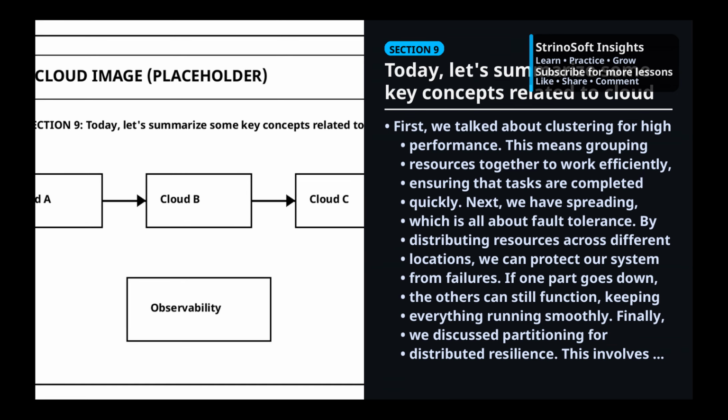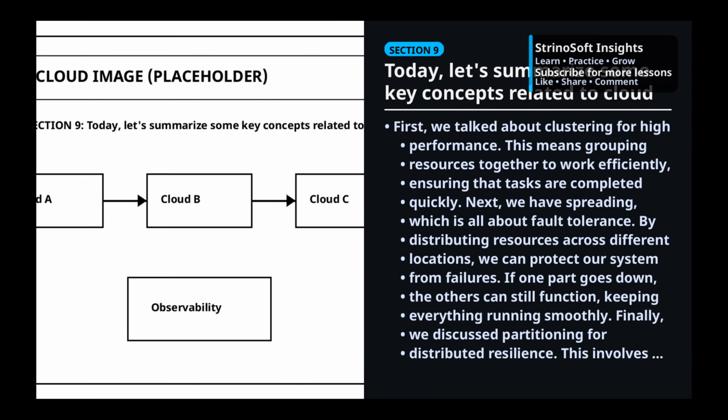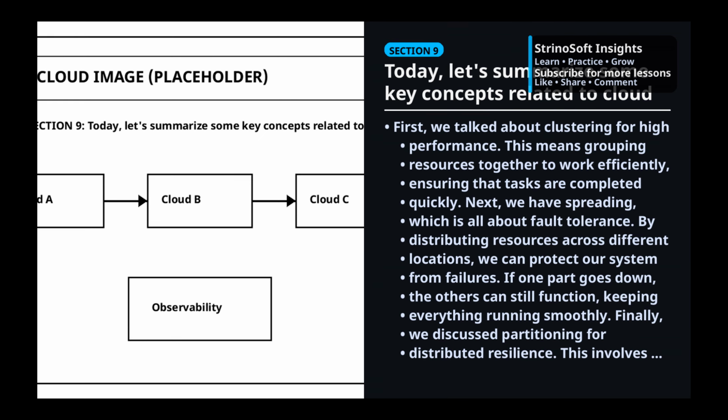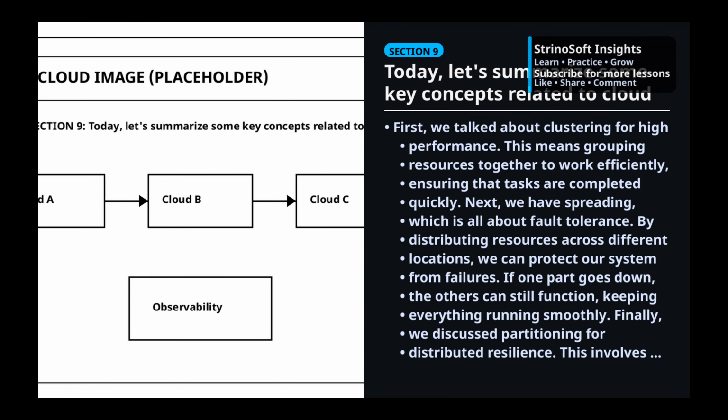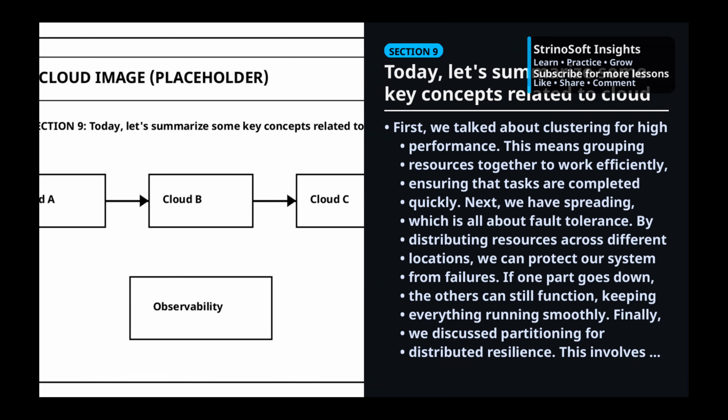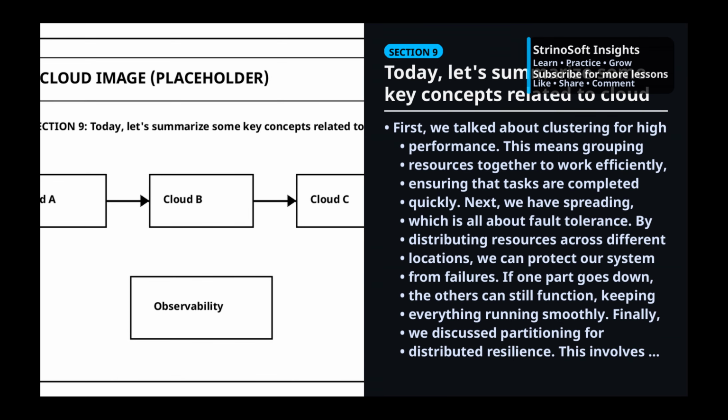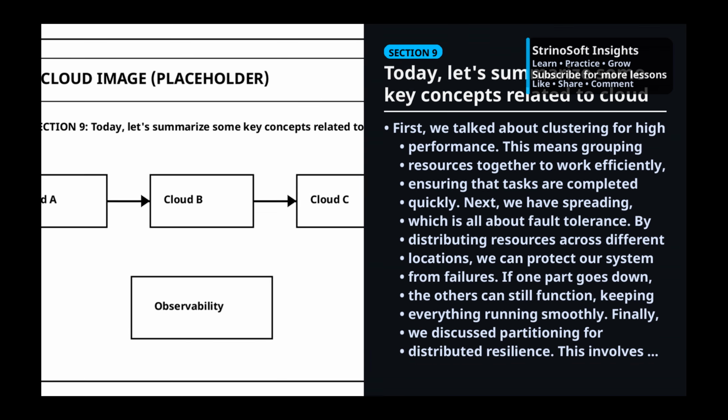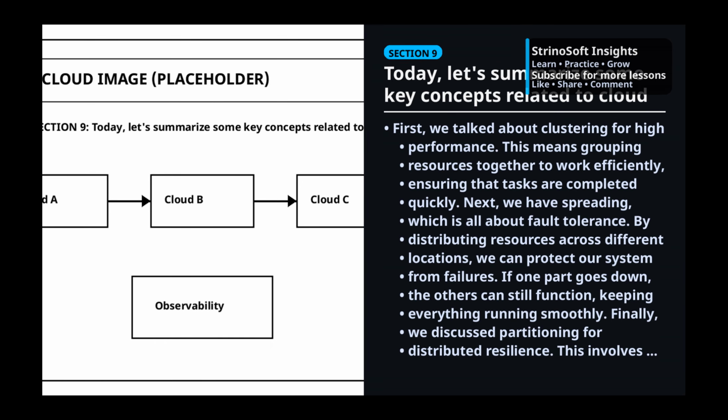Finally, we discussed partitioning for distributed resilience. This involves dividing data or workloads into smaller parts, allowing the system to recover quickly from issues and maintain availability. Think of it like a team project. If everyone works closely together, they can achieve high performance. If one member faces a problem, the rest can continue working, ensuring the project stays on track. In summary, clustering enhances performance, spreading ensures fault tolerance, and partitioning provides resilience.